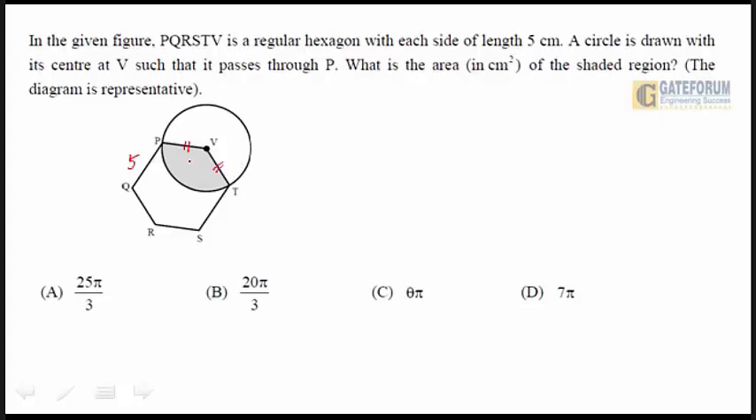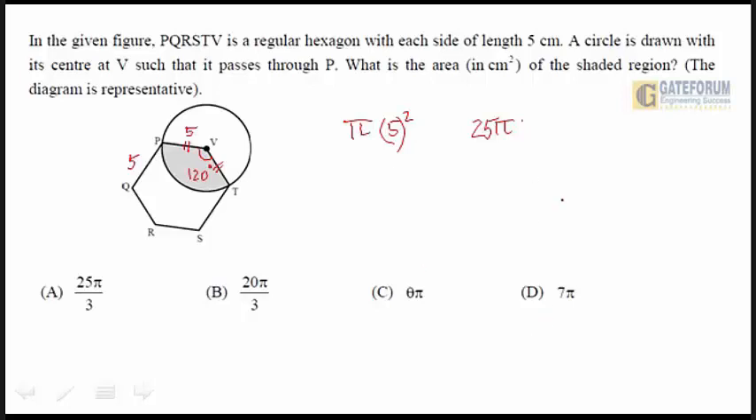Okay, see, since this is a regular hexagon and you have drawn the circle with the center at one of the vertices V, the length of the radius of the circle is PV, that is the side, 5 centimeters. Hence, the area of the circle would be pi times 5 squared. That would be the area of the circle, that is 25 pi. Now, one must remember that in a regular hexagon, the interior angle is 120 degrees.